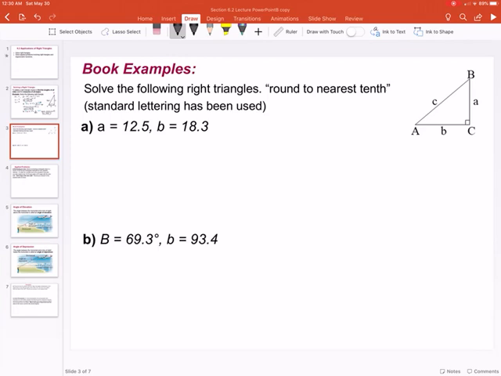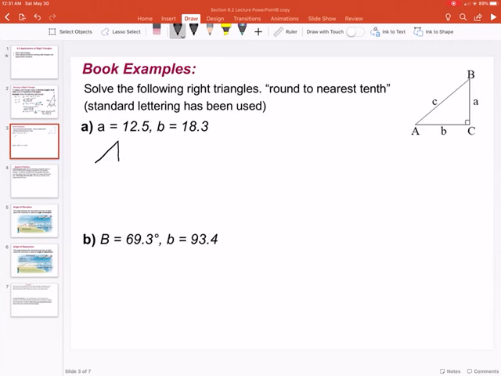To solve the following right triangles, round to the nearest tenth. Standard lettering again has been used: capital letters for the angles, small letters for the sides. The triangle here in example A gives us two sides and the angle. We know we have a 90-degree angle, an angle C, and then we're given side A and side B. So if you're looking at the triangle, we can go over here and label that if we want.